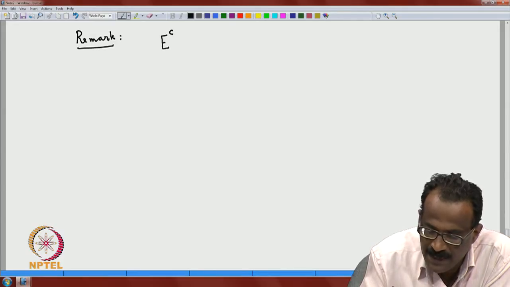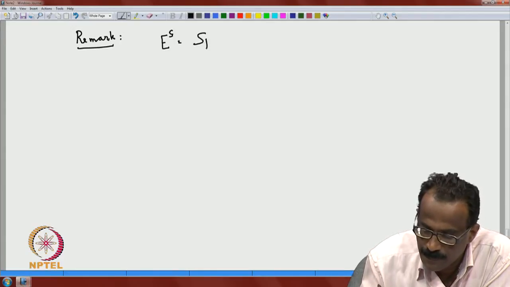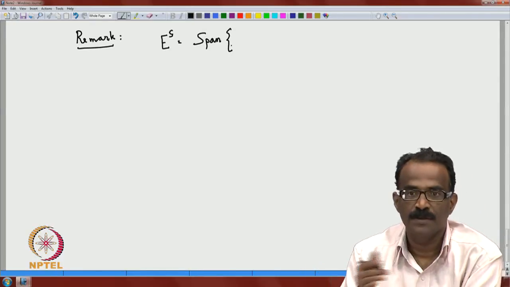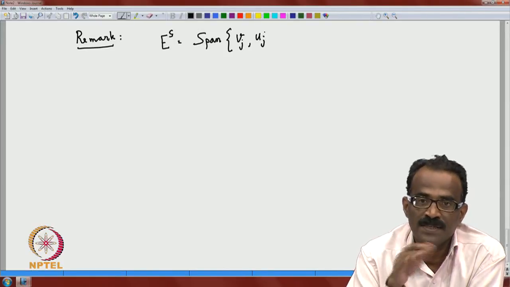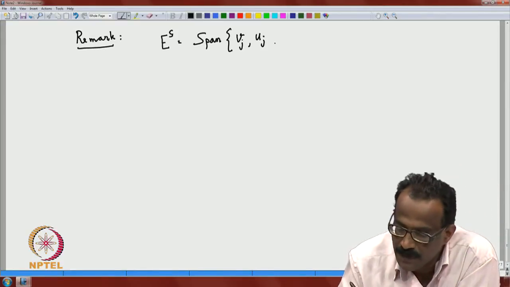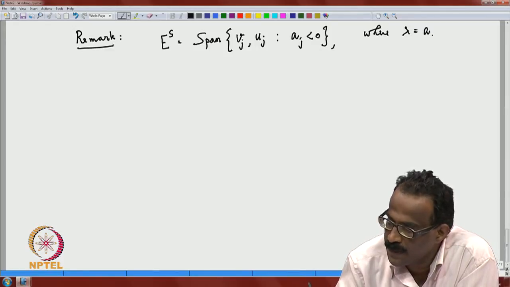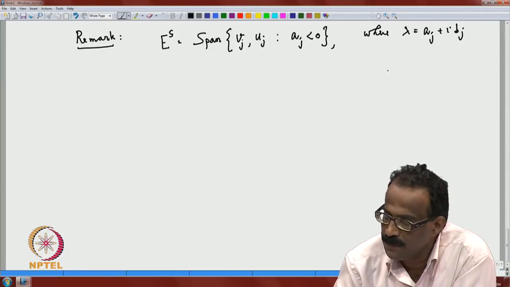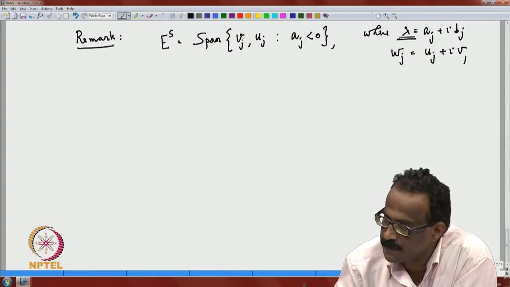ES is equal to the span of Vj, Uj, where Uj plus i Vj is an eigenvector corresponding to lambda, such that your Aj is negative. I am writing in general complex. If the complex part is 0, you will get the real part. Your eigenvalue is always lambda equal to Aj plus i Bj, and the eigenvector is equal to Uj plus i Vj. You write it that way.